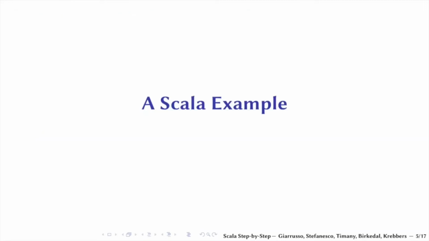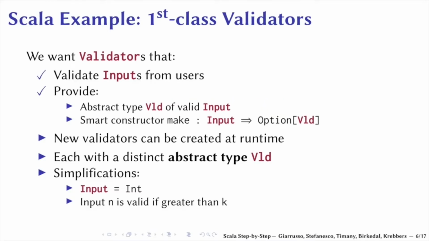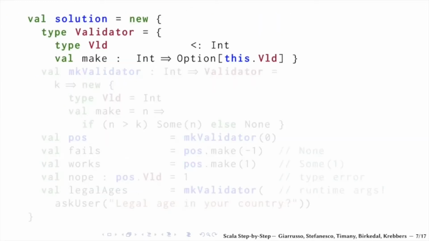To make things concrete, let's now look at an example of Scala code. In this example, we create validator components that validate inputs from users. They provide an abstract type valid of valid inputs and a corresponding smart constructor make that validates its input and returns either valid data or nothing. Up to this point, nothing too fancy.